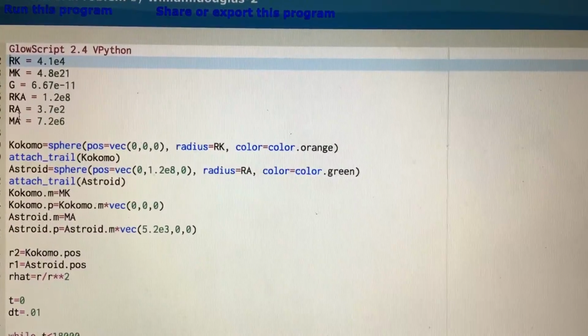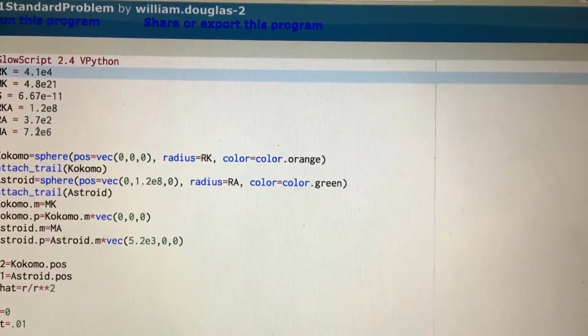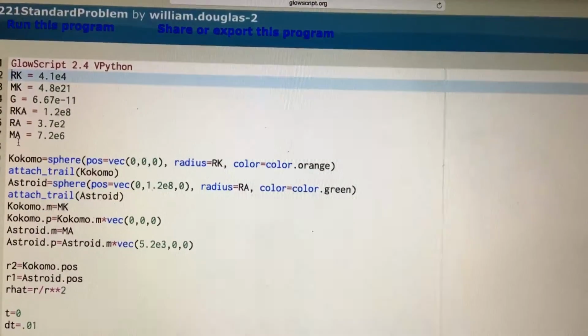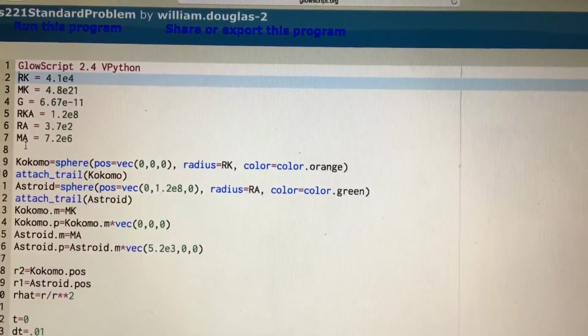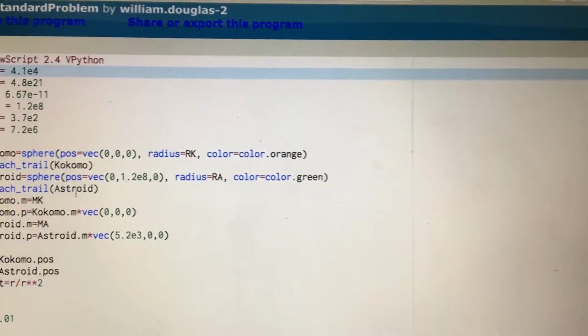We have our asteroid's radius. It's 3.7 times 10 to the second. And we have the mass of our asteroid, that is 7.2 times 10 to the 6 kilograms.